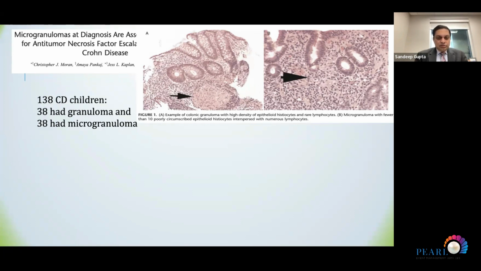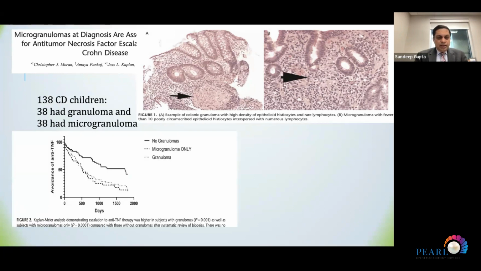And what these authors did was look at the clinical outcome of children who had granuloma and microgranuloma, as shown on this graph. The patients with microgranuloma are in the dark broken line, and those with granuloma are in the lighter colored broken line. Both of them were compared to no granulomas, which is a solid line. Patients without any granulomas avoided anti-TNF therapy more frequently than those who had granulomas or microgranulomas.